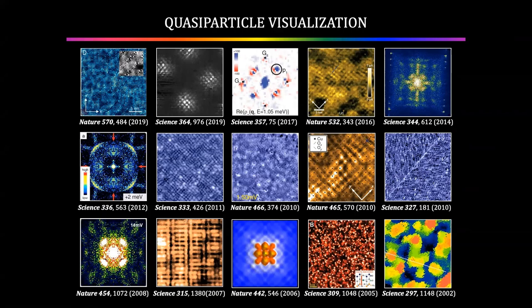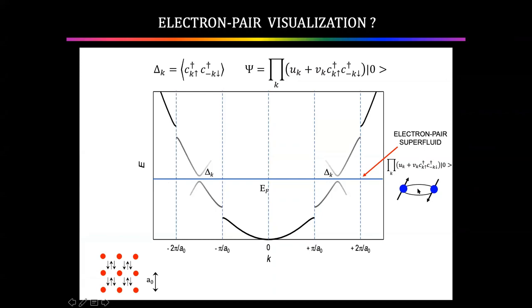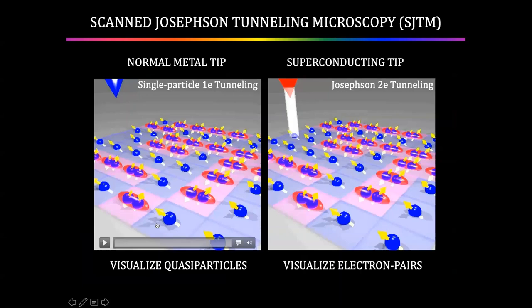So the recent question which has emerged is, if you visualize the pairs, the electron pair field, what would you see? How would you do it? Okay, so here's a cartoon of what you would do. Suppose you take a metallic tip, which is not superconducting. It's only got single electron eigenstates in it. As you scan it over the surface, it'll measure approximately the density of single electron eigenstates in the surface.